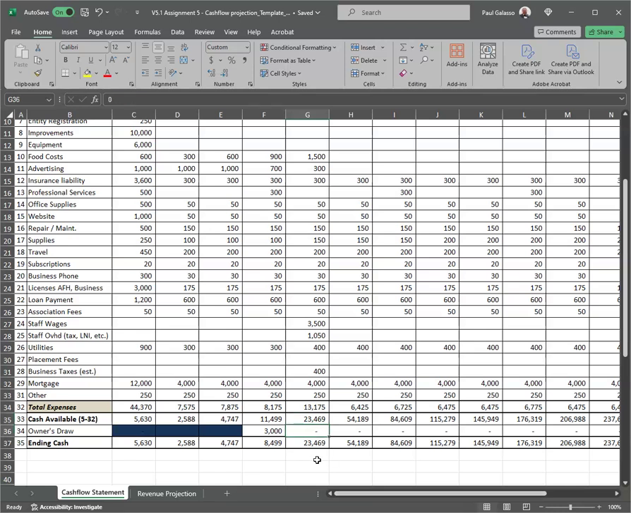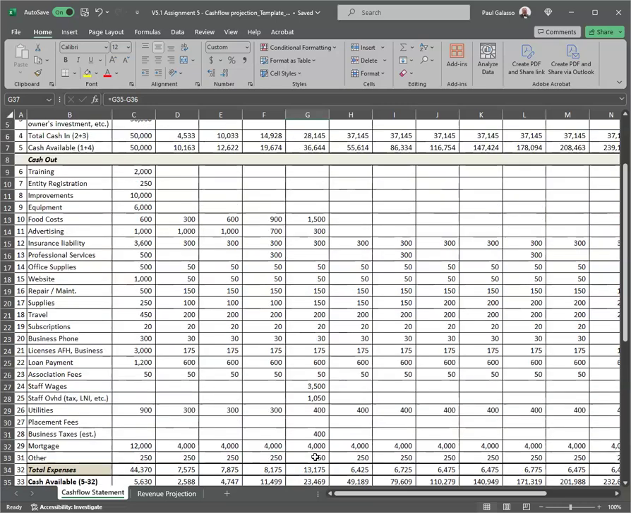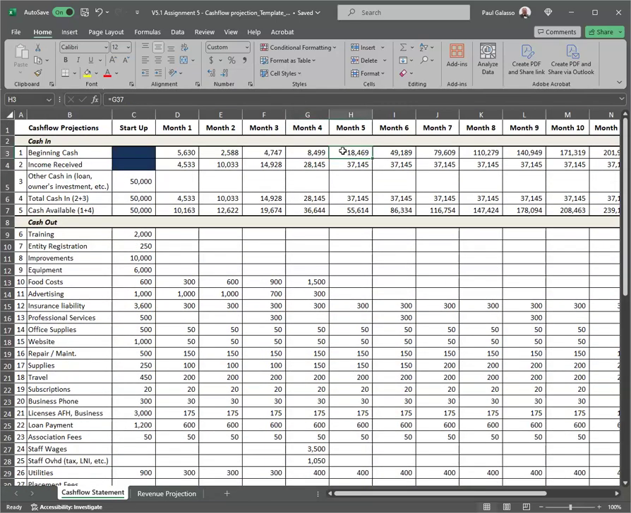So now we get to owner's draw. This month we're going to take $5,000, and then subsequent to this, we'll raise the amount of money that we take in short order so that we can take a pretty good amount out to pay our personal bills. So our ending cash in month 4 is $18,469. So the ending cash in month 4 is the beginning cash in month 5.